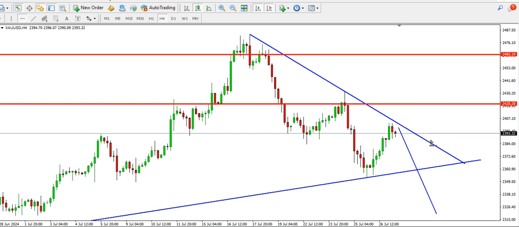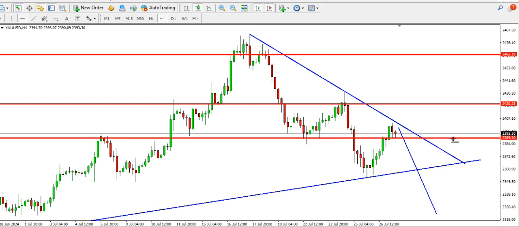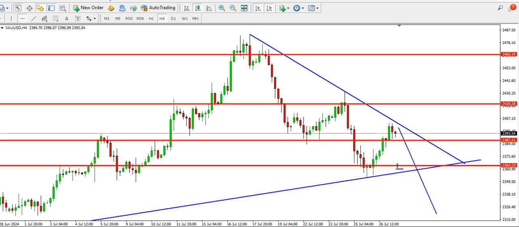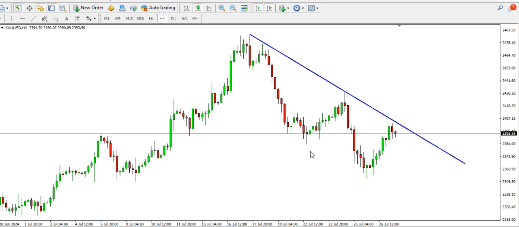On the downside, we have this, which is already giving us a support. Price is ranging above it. We also have this particular order block that might serve as support for price to bounce to the top. And that's that for the 4-hour time frame.